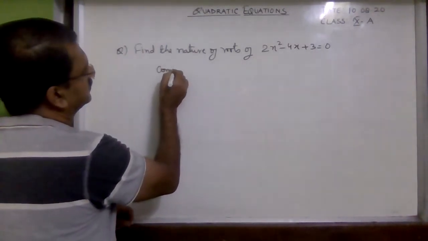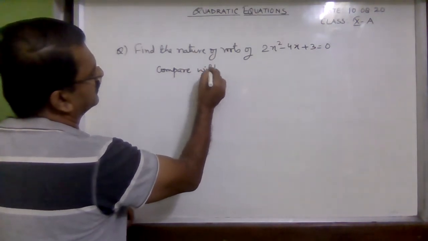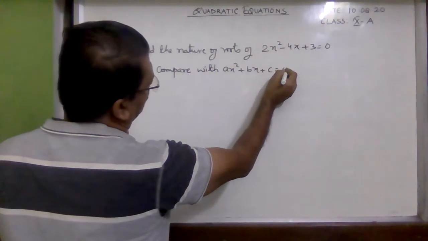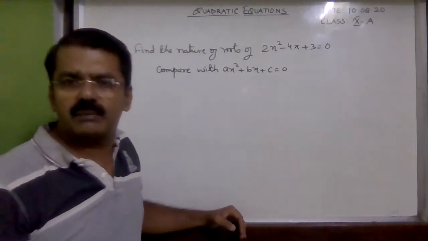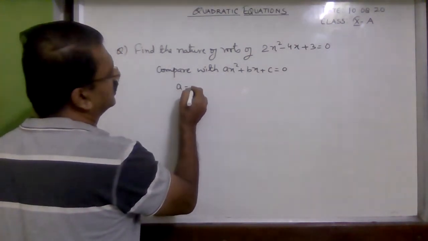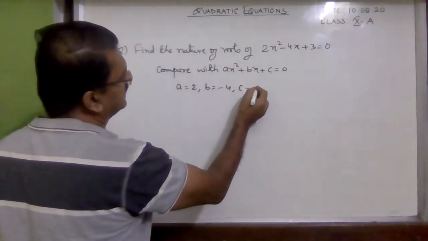Compare with ax square plus bx plus c is equal to 0. Then a is equal to 2, b is equal to minus 4, c is equal to 3.